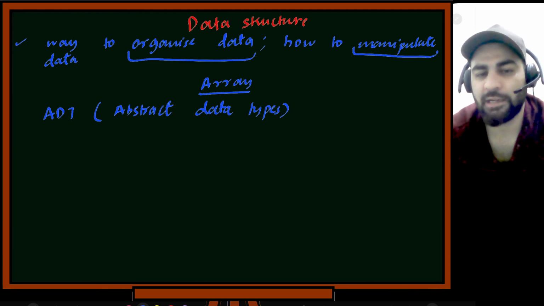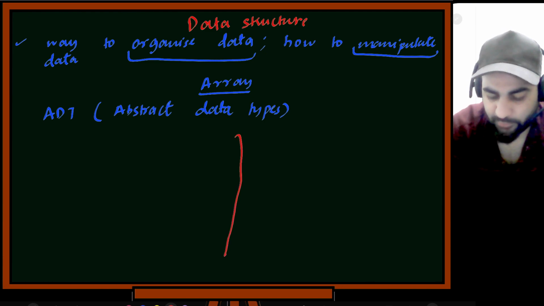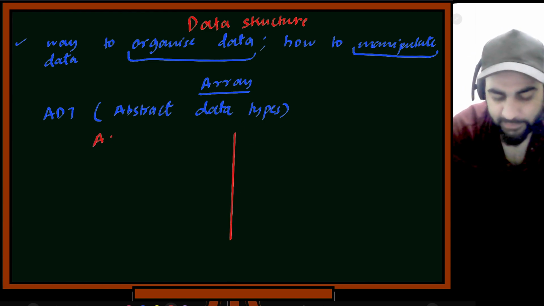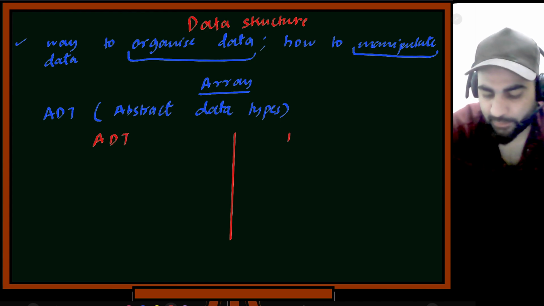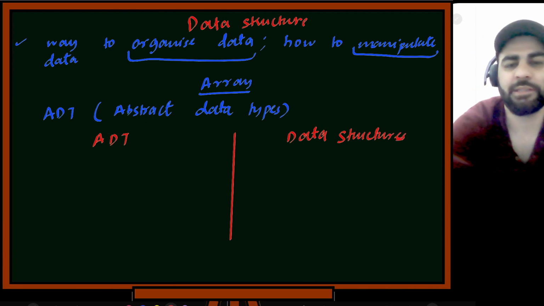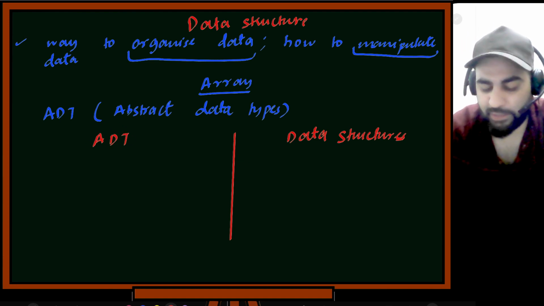The difference is that one provides you the specification. So I'll just write the differences like this. Let's suppose this is our ADT on the left hand side, and then we have data structures on the right hand side. Okay, so what I'm saying is the collection of supported operations, this is called ADT or interface.